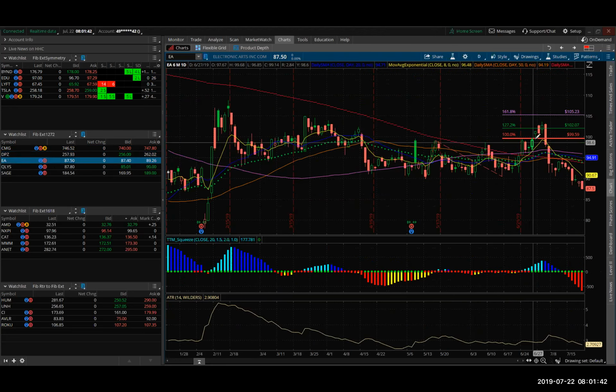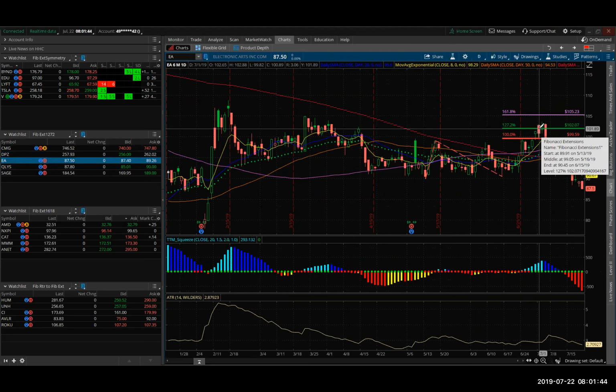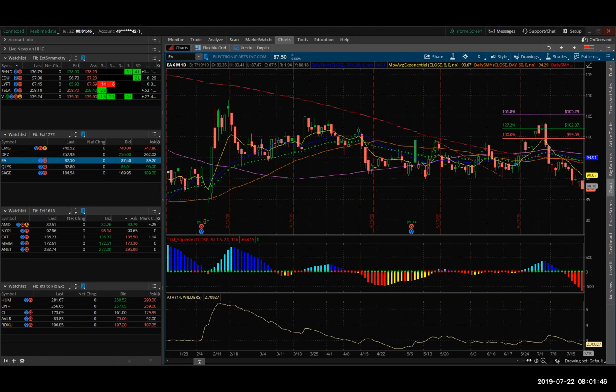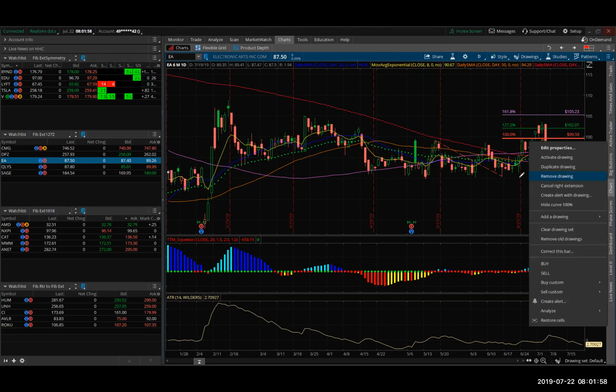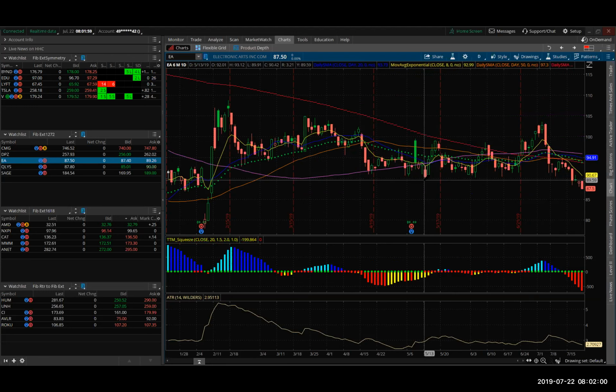Let's look at EA. Same thing, right? Came up, hit that 1272 level, and pulled back. Couldn't hold above that level. Sometimes they want to go for the next level. Sometimes they don't. And how did we figure that out? Again, we drew the levels. Let's remove it. We just took a low to a high and measured it off a recent low, right? We did that here. You could do it here. You could do it here.